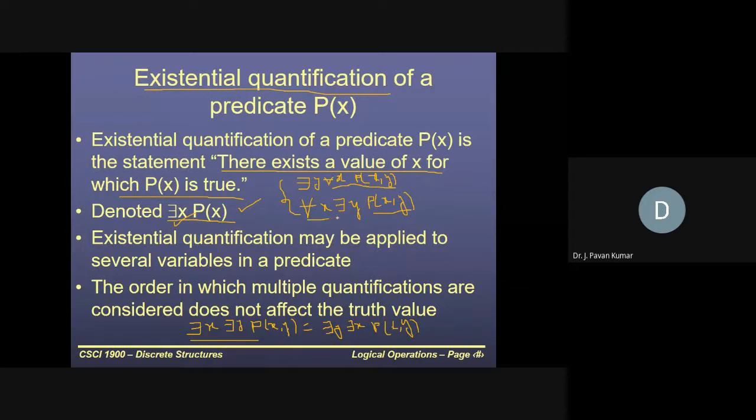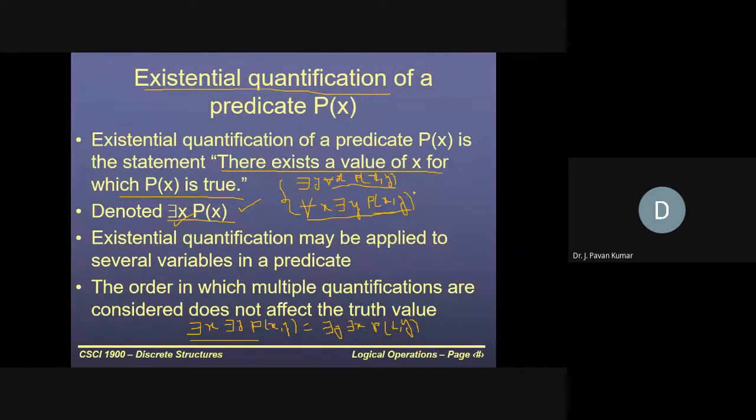Just try to understand the meaning of there exists. For all x, there exists y. What does it mean? For all the values of x, there exists some value of y such that p of x comma y is true. There exists y for all x means for some value of y, and for any value of x, we can say p of x comma y is true. Are these two the same or not? We will see, with some explanation you can understand this. Yes or no?